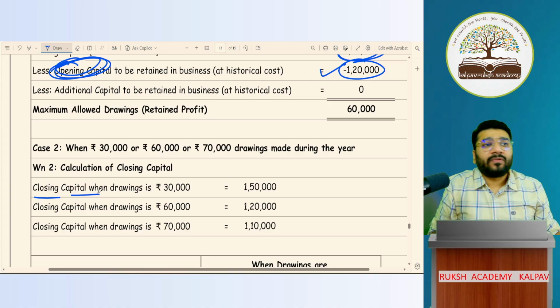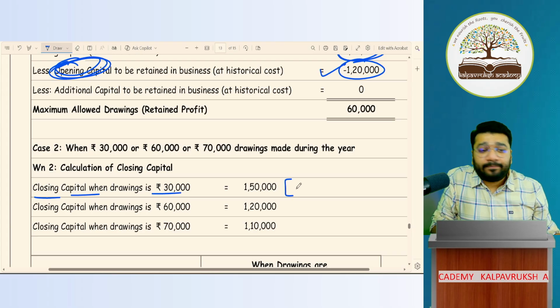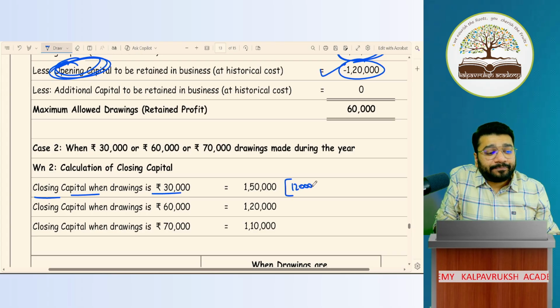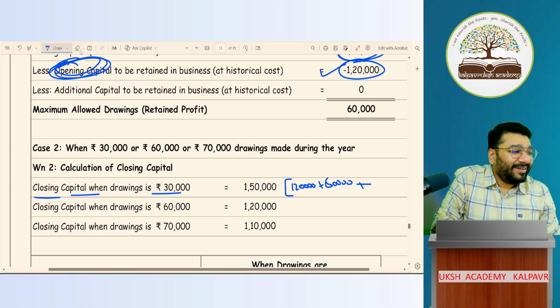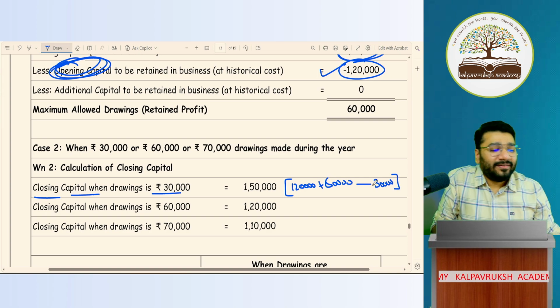Closing capital when drawings is 30,000. How do I get this 150? Opening capital 1,20,000, profit 60,000, minus drawings 30,000. How much is it? 150.